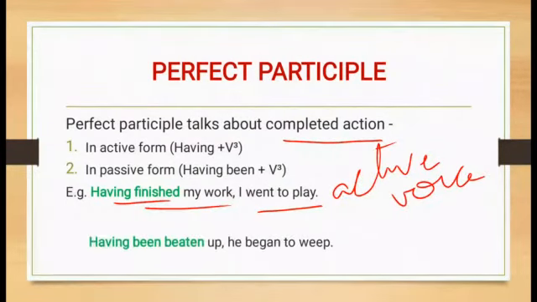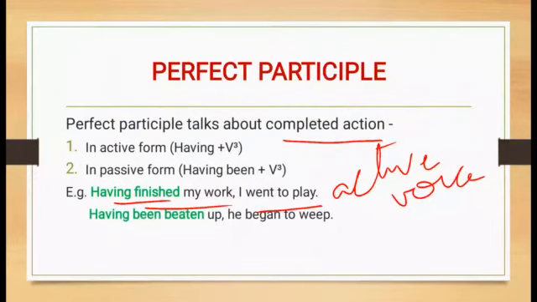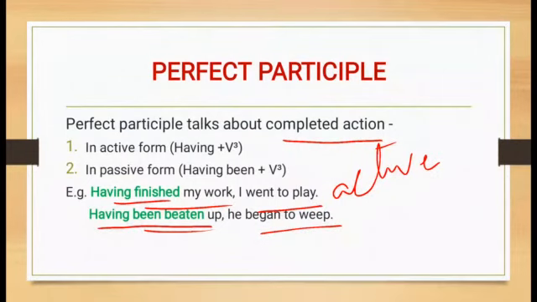Let's take one more example to understand the perfect participle in passive voice. Having been beaten up, he began to weep. Here, the first action of being beaten is completed and the second action of weeping started. So, having been beaten is the example of a perfect participle in passive voice.